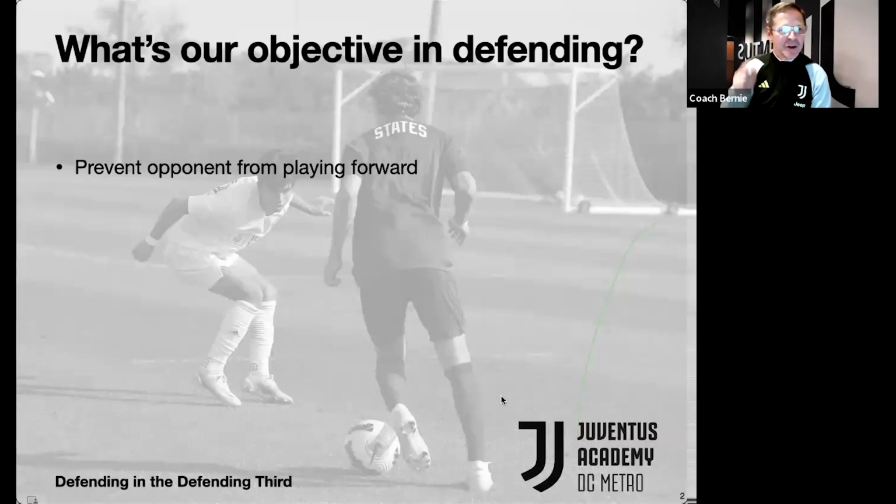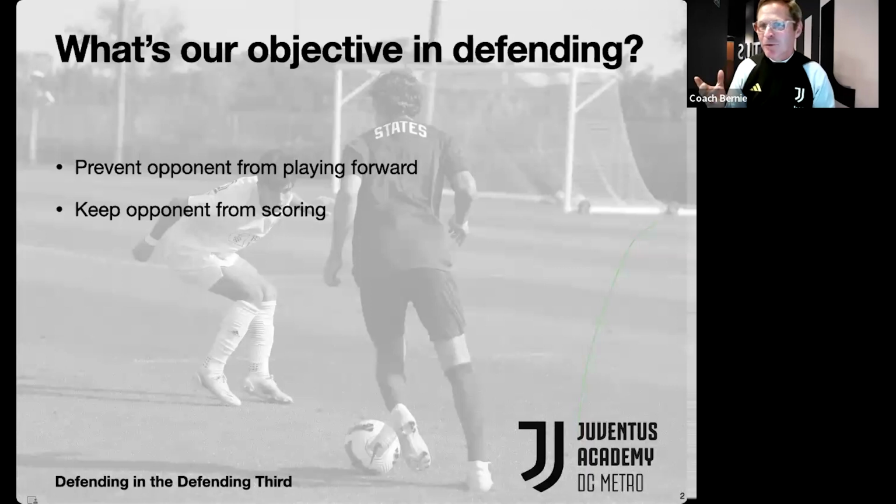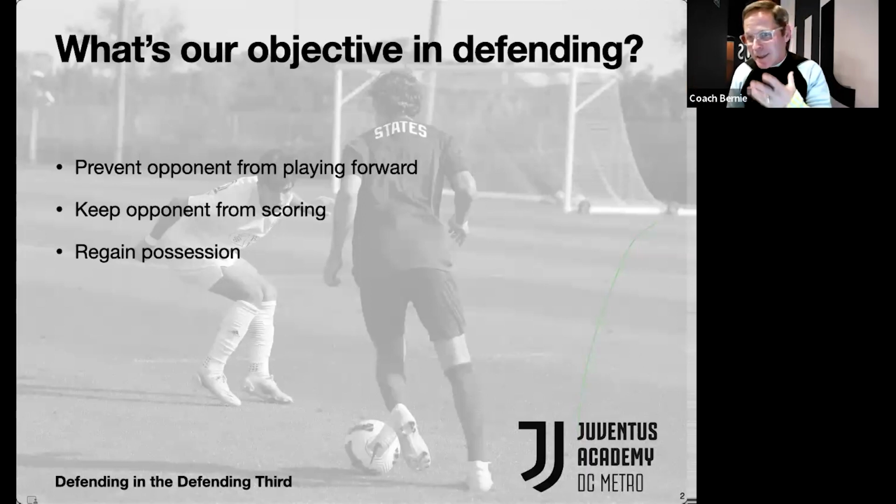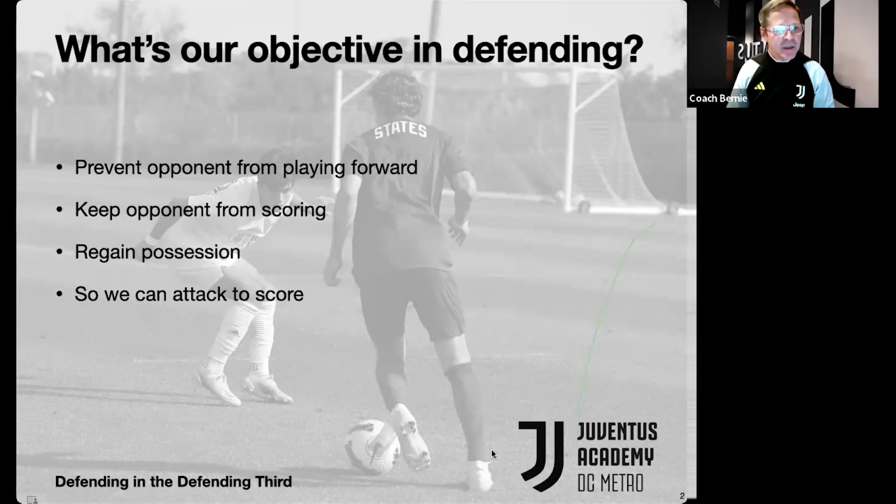The first thing is we're going to try to prevent the opponent from playing forward. That's in any part of the field. We don't want them to advance toward the goal. Second, Sonnen talked about it: we want to keep the opponent from scoring. Keep the ball out of the back of the net. After that, in order to get back on the attack, we need to regain possession. We can't score if we don't have the ball. And lastly, if we don't attack, we can't score. This is the flip side of defending. So all these things add up to get back in possession, get back on the attack, and get toward goal.